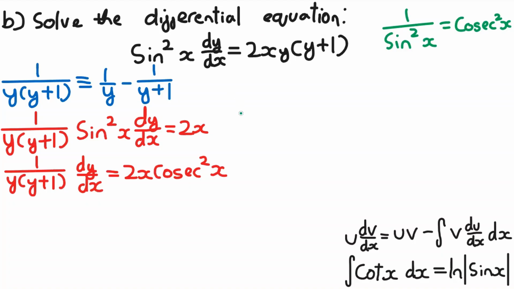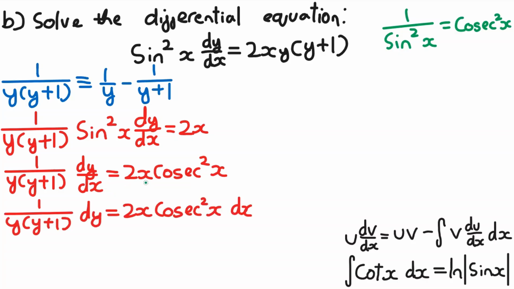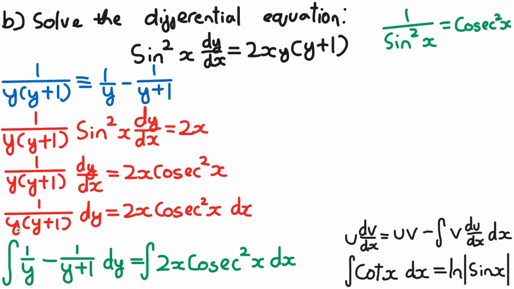So we can write this as 2x cosec squared of x, and then we also want to get the dx onto this side as well, so it becomes 1 over y plus 1 dy is equal to 2x cosec squared x dx, okay? And then remember the second step, we want to integrate both sides. Now this fraction here, we showed in part A that it can be split up into these two partial fractions, so that's what I've done here, and this is easier to integrate.